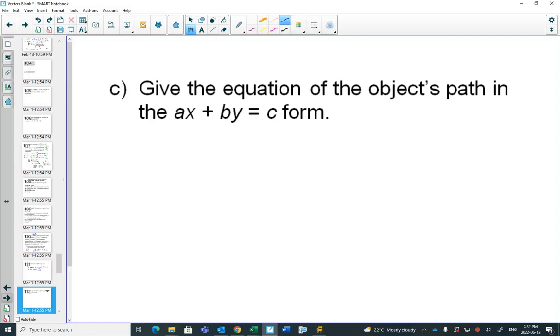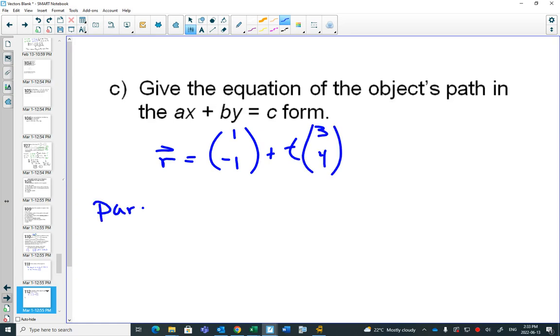How do we change something from a vector equation to y equals mx plus b rearranged? We have to take our vector equation of our line, which was 1, negative 1, change it to the parametric equation. So almost everything runs through the parametric equations, where your x coordinate is 1 plus 3t, your y coordinate is negative 1 plus 4t.